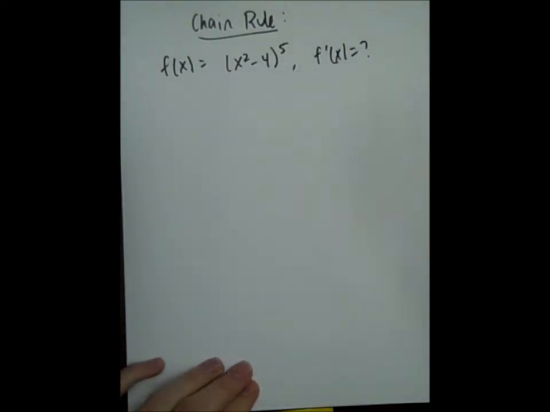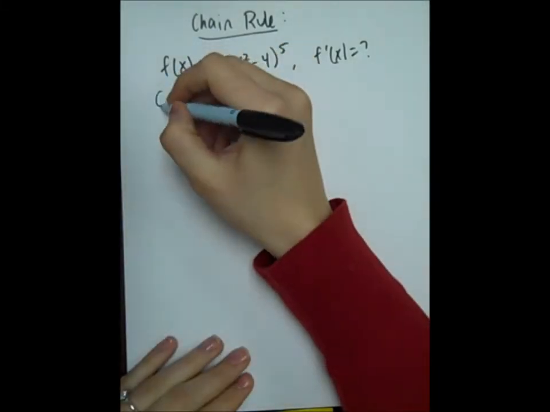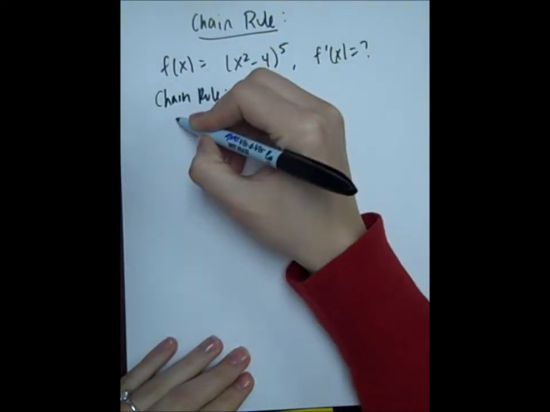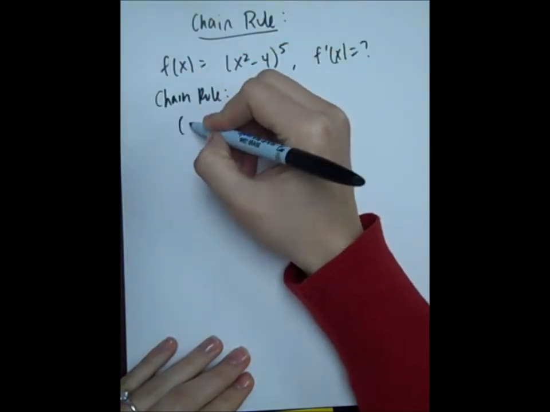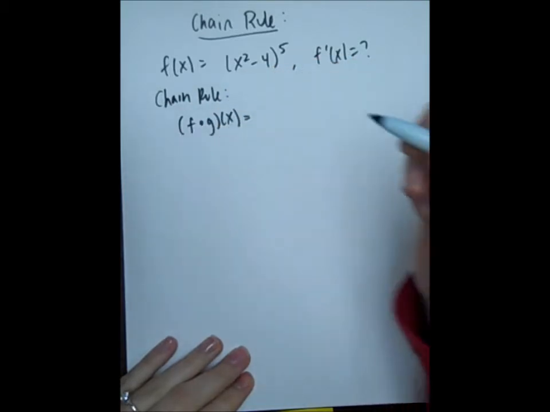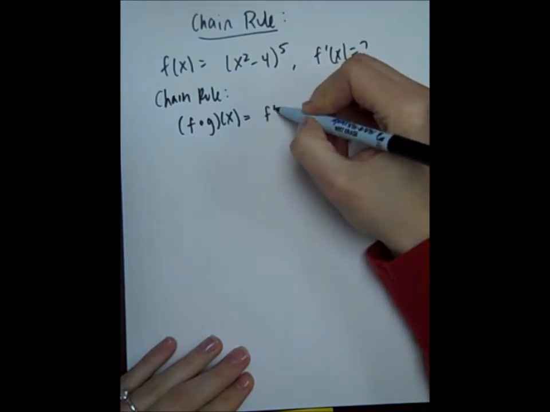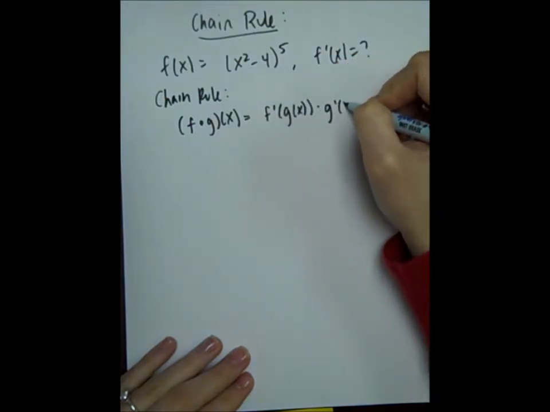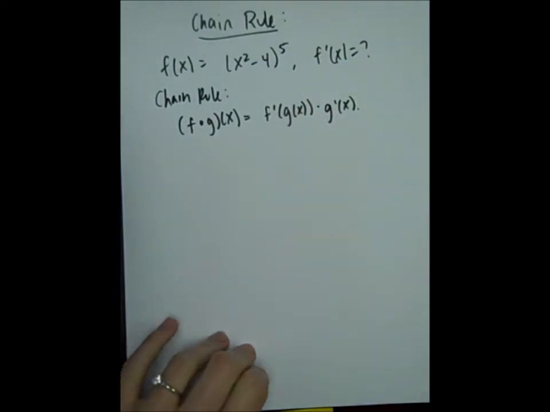The chain rule is a rule to take the derivative of composite functions. A composite function is at least two functions that are composed. So let's just state the chain rule. It says that the derivative of f of g of x is f prime of g of x times g prime of x. So this is the chain.